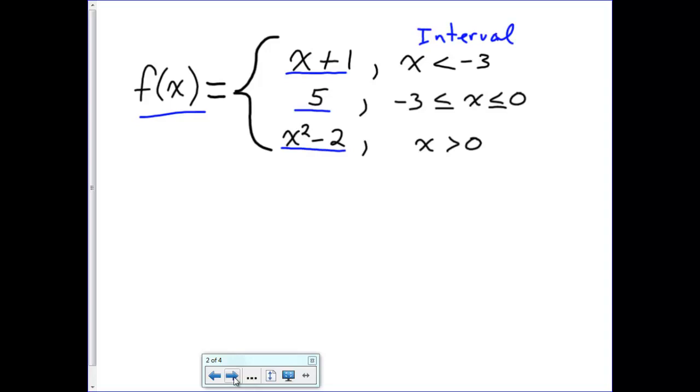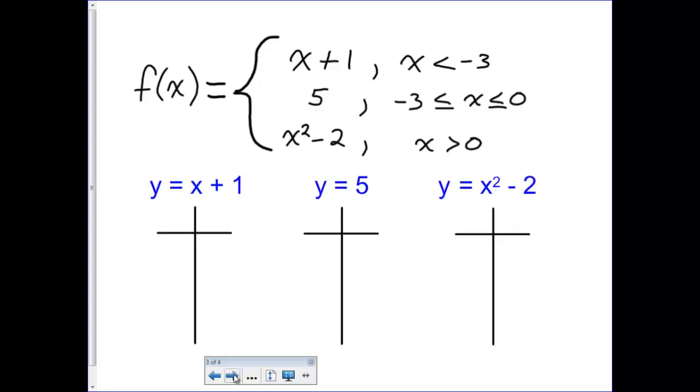So the first function, x plus 1, is only valid when x's are less than -3. The second one is when x's are between -3 and 0, inclusive, because of the equal to signs. And the last one is only valid where x is greater than 0. The easiest way to graph these is to create a table of values.